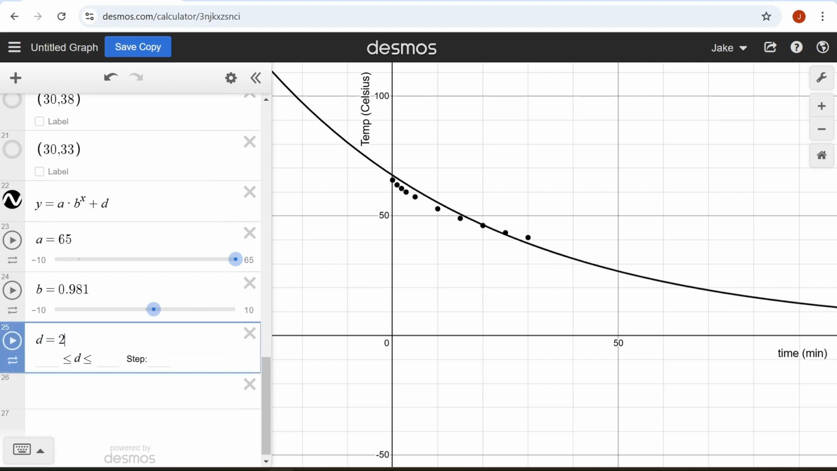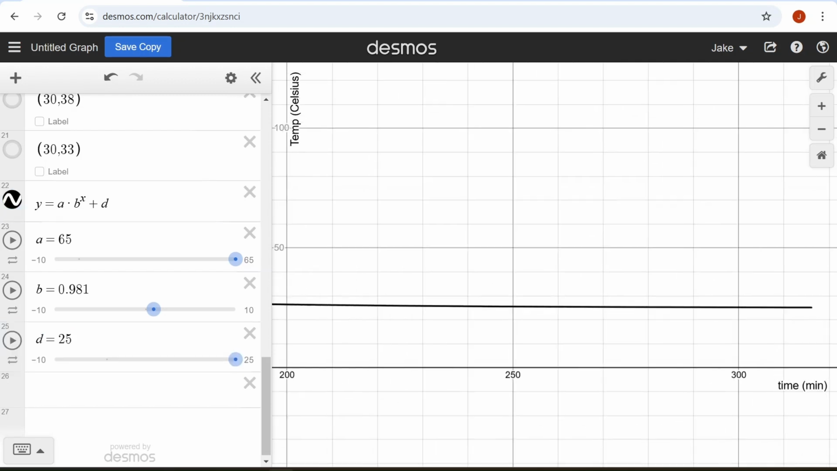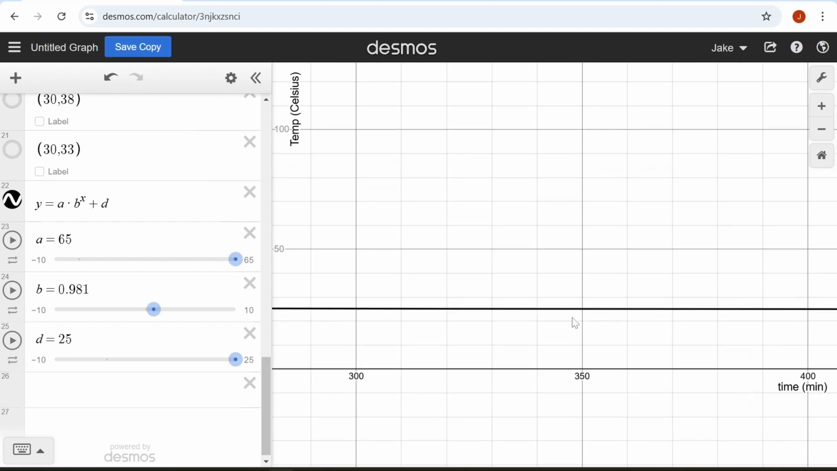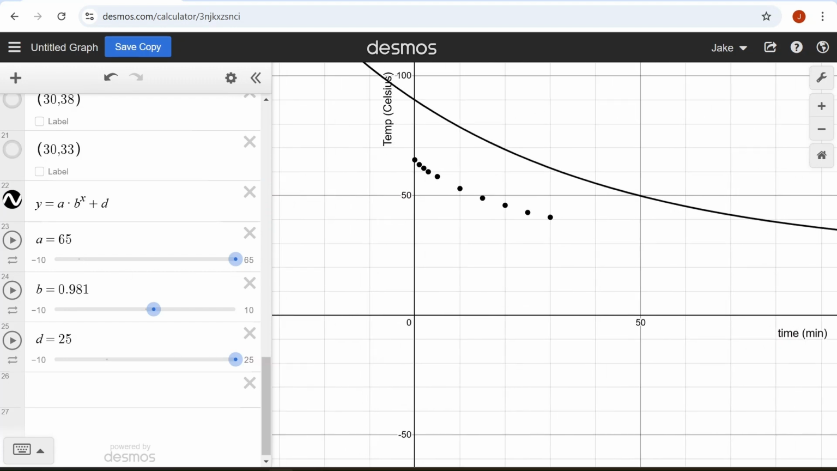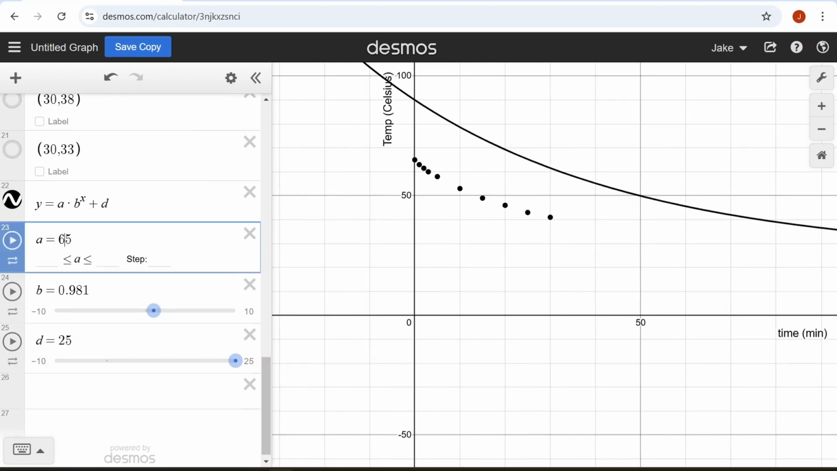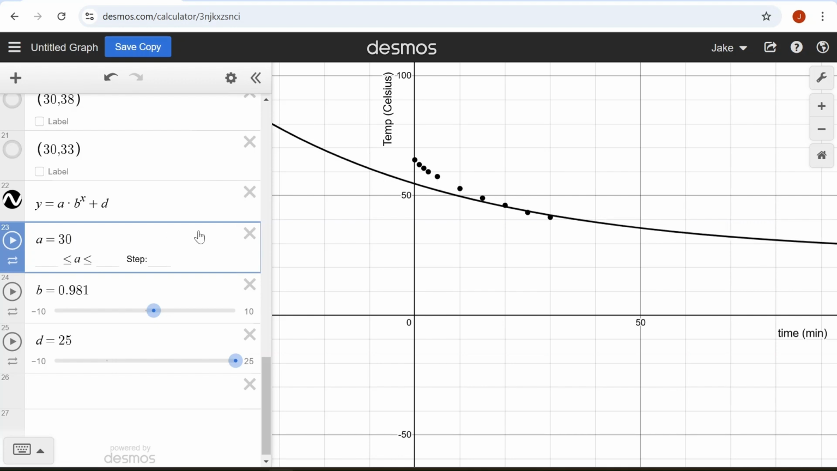If I set that to a room temperature of 25, you can see that as this graph goes on, it will only ever go down to 25, something like that. So 25 might be an appropriate room temperature for this graph. I can then adjust A back. So if I want it to start at 65, then whatever A plus D is should give me 65. So I believe 30 should be the correct answer for that.